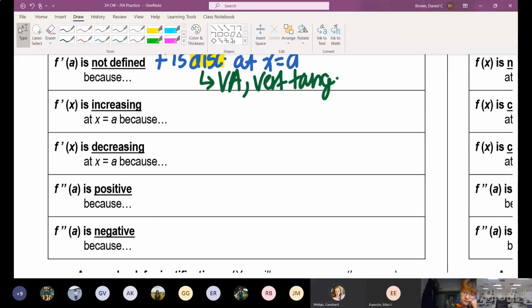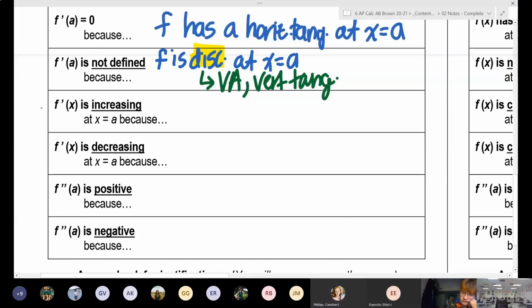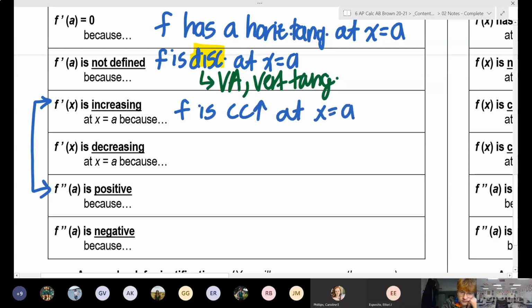So I'm actually going to link two of these together. When I say f prime is increasing, this is the same thing as saying f double prime is positive. Those two statements are exactly identical and interchangeable. So if I ask you to find somewhere where f prime is increasing, you're going to look for where f is concave up, and we'll say at x is equal to a. Same thing for that one I linked it to: f double prime is positive means f prime is increasing, for the same reason, f is concave up at x is equal to a.